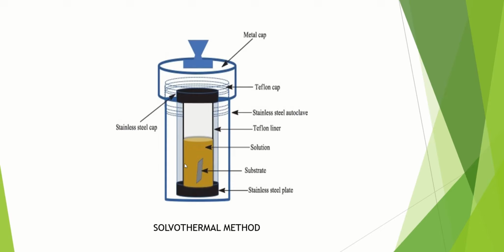This diagram shows a solvothermal reactor setup for growing materials on a substrate. You have the metal cap and Teflon cap on top for the sealing. Inside the stainless steel autoclave and Teflon liner, you place your substrate on a steel plate and it's immersed in the solution. This is how we grow thin films or nanostructures directly on the electrodes. Such a type of synthesis method is known as the in situ synthesis method.